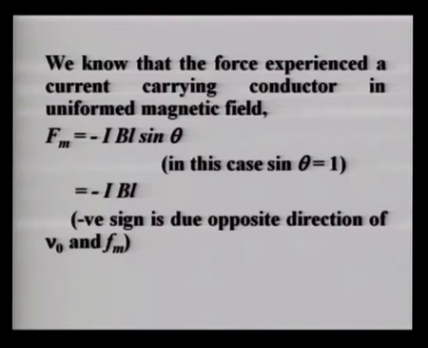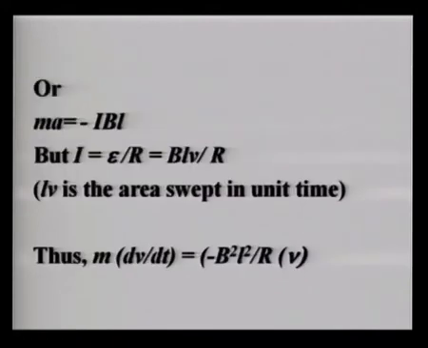This negative sign is due to the opposite direction of velocity and force experienced, and this force is called magnetic force, and here theta is the angle between magnetic field and direction of current. So in place of force we can write mass into acceleration, that is ma is equal to minus IBL, but I is equal to E upon R, that is EMF divided by resistance, which is written as BLV upon R. Here L into V is the area swept in time t.